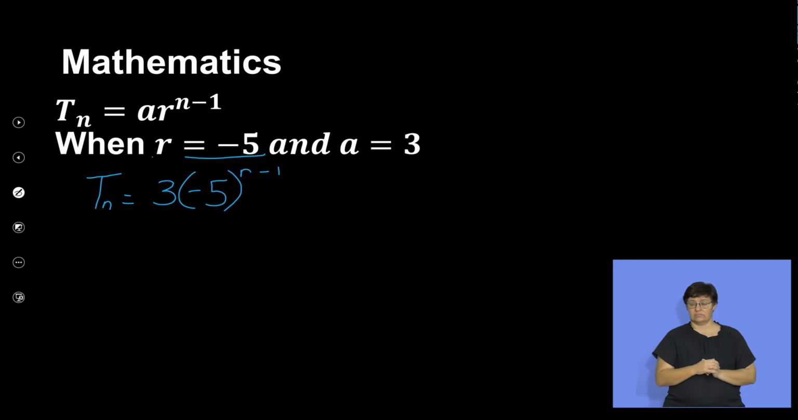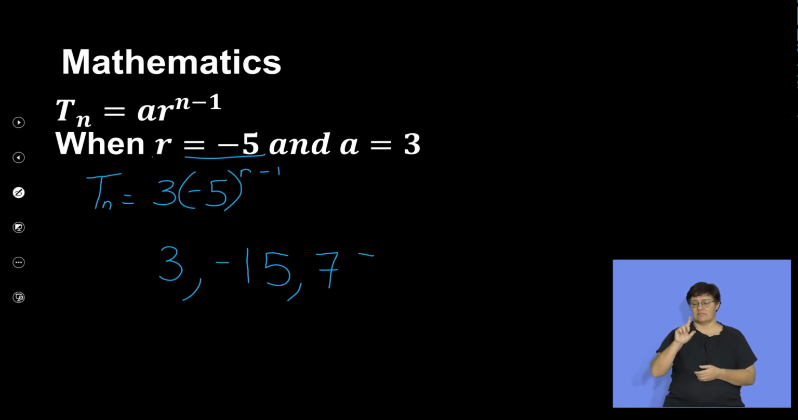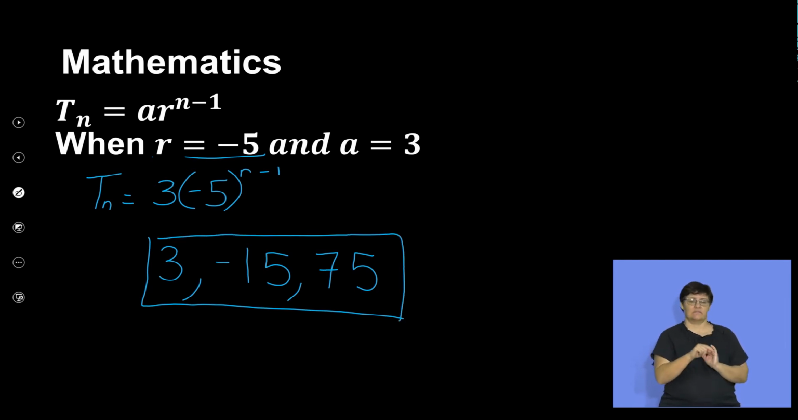The first 3 terms of the sequence will be 3. 3 times negative 5 will give me negative 15 because my ratio is negative 5. And then if you want to use your calculator, we're going to have 3 times negative 5, and we're going to multiply again by negative 5 to get that the third term is 75. So the nth term when R is negative 5 and A is 3, we're going to have Tn is equal to 3 times negative 5 to the power of n minus 1. The first 3 terms are 3, negative 15, and 75.